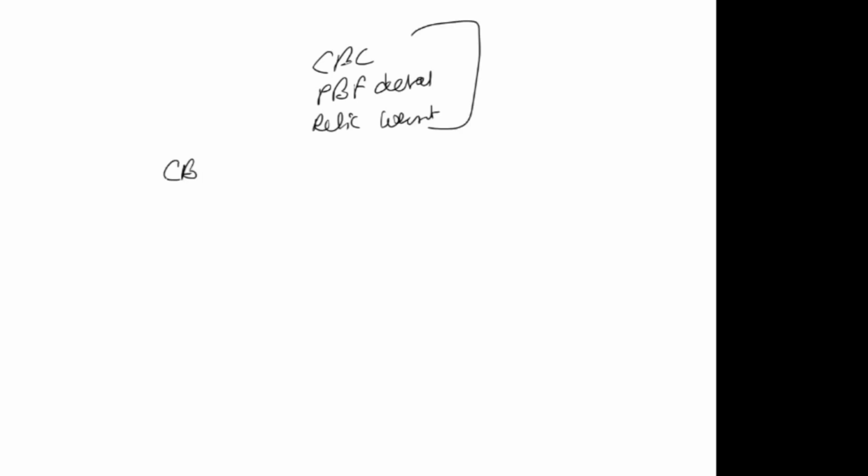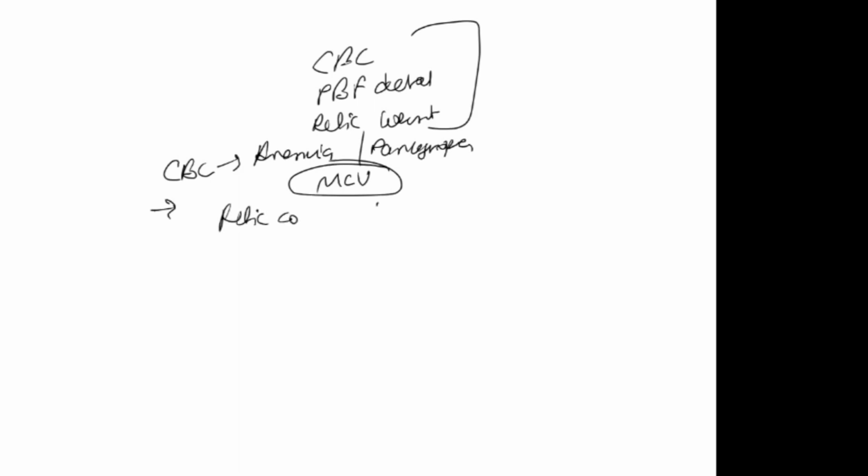In CBC, we will see whether it is anemia or pancytopenia, and we will see the MCV of that patient. Then we will see the retic count. When there is anemia, that is decreased hemoglobin, that will increase the proliferative capacity of the bone marrow. Bone marrow will produce more retic.